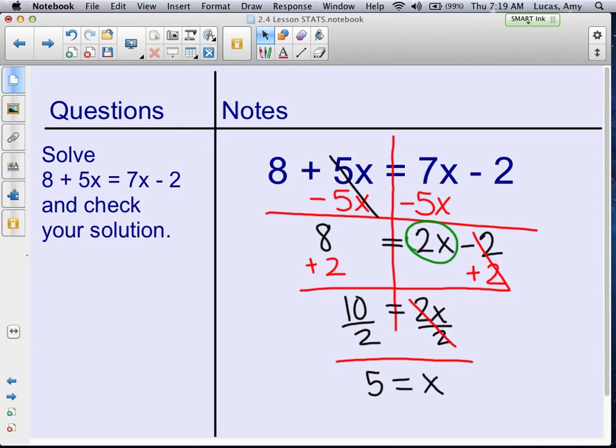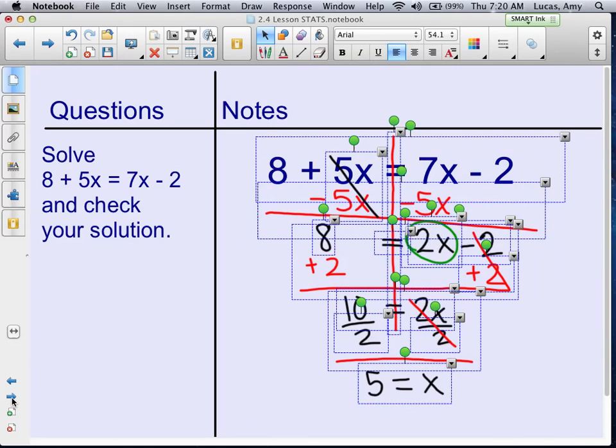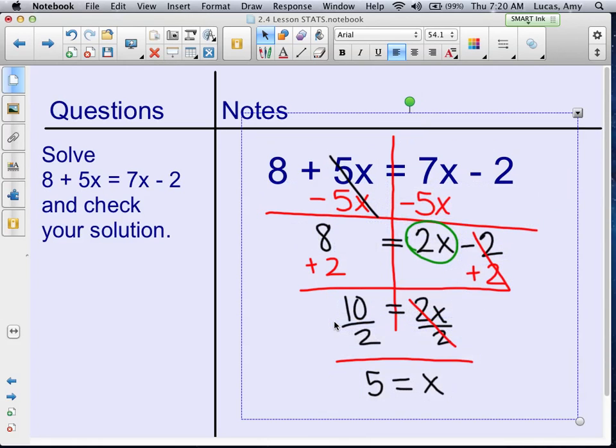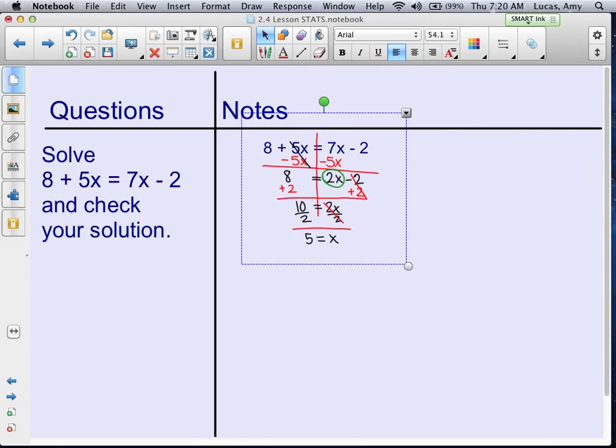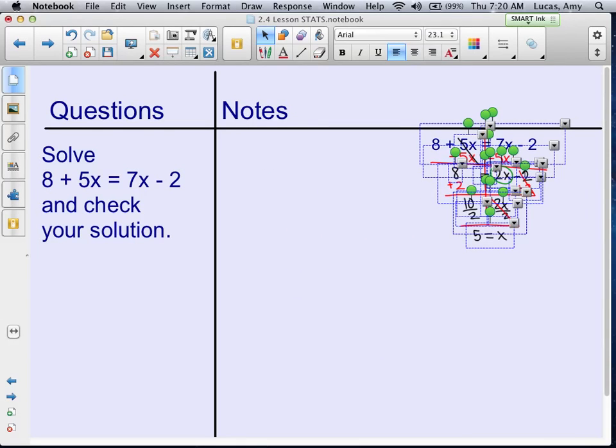Now, I can plug that in to check and make sure that it works. Remember, checking isn't required on your homework assignment, but it's definitely recommended when you take a test or quiz so that you are certain that you've got the correct answer.